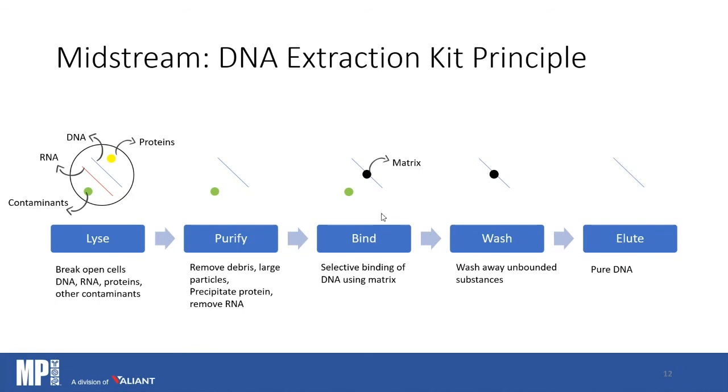Shown here is the general process of DNA extraction, which can be summarized into 5 steps: lyse, purify, bind, wash, and elute. From the left, we have a circle that represents a cell which contains DNA, RNA, proteins, and other intracellular substances. The first step is to break open the cells and release the content. Then, centrifugation can be applied to remove cell debris, and RNases and other chemicals can be used to remove RNA and proteins. At the third step, the lysate is passed through a matrix which can selectively bind to DNA. Following that, unbound substances are washed off. Finally, pure DNA can be eluted from the matrix.